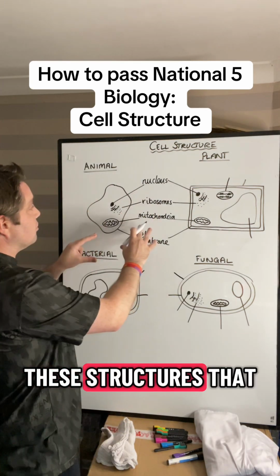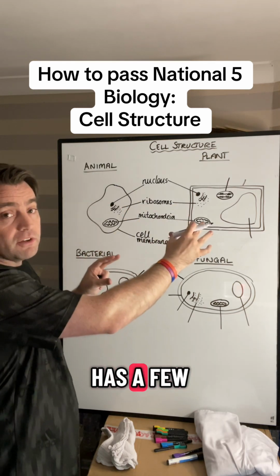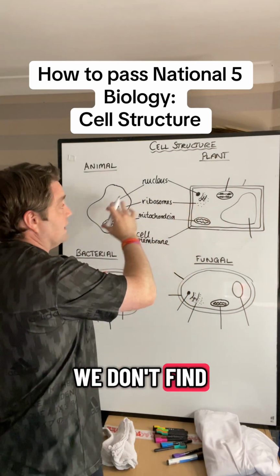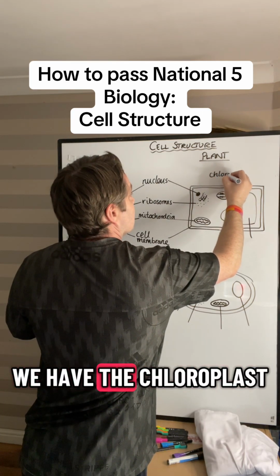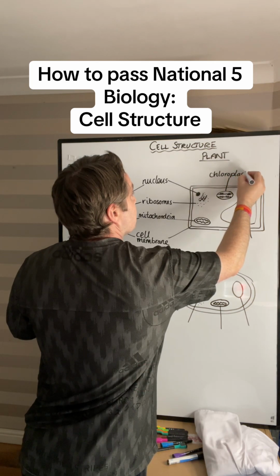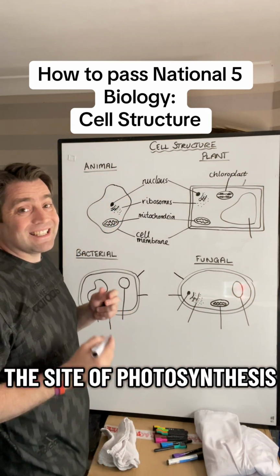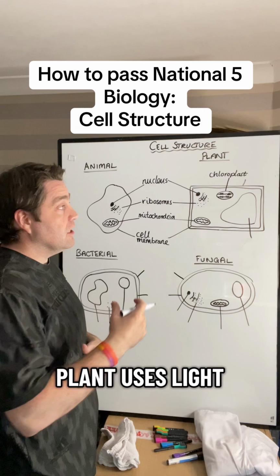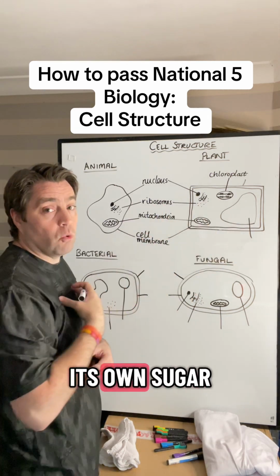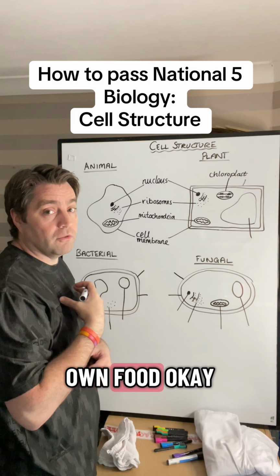In addition to these structures that the animal cell has, the plant cell has a few unique structures that we don't find in the animal cell. For example, here we have the chloroplast. Now, the chloroplast is the site of photosynthesis. That's the process by which the plant uses light energy to make its own sugar, to make its own food.